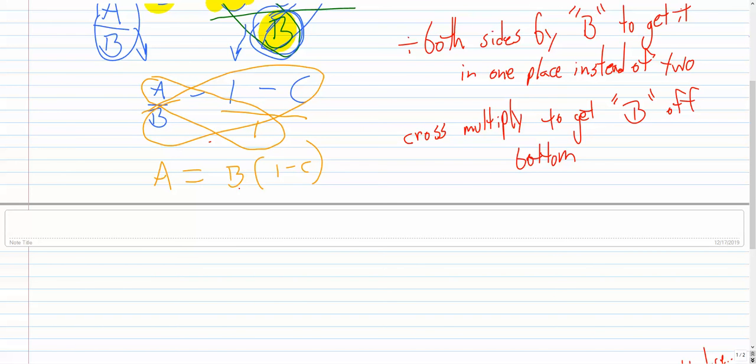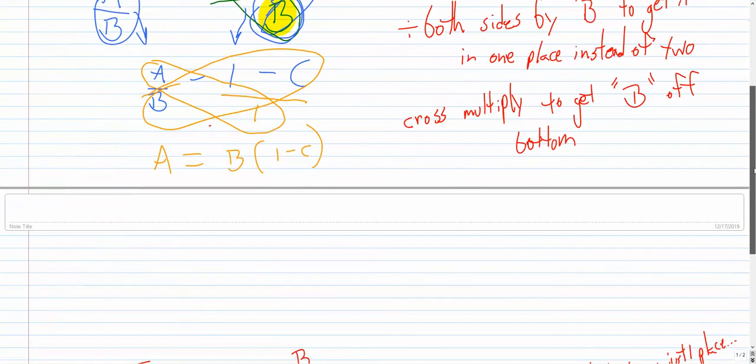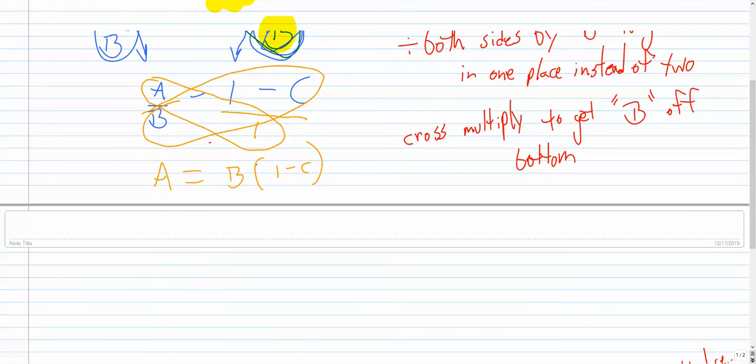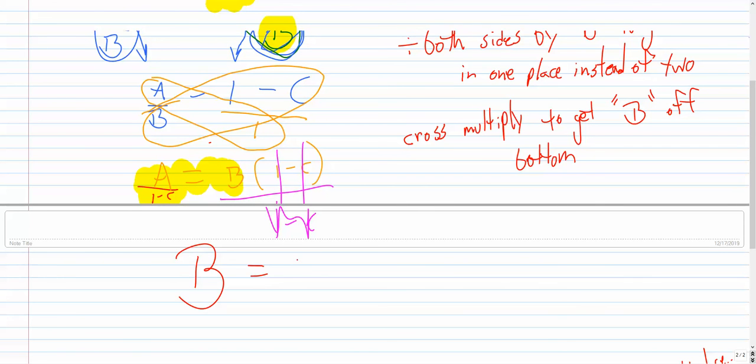So anyway, now I've got this. And what was my whole goal? My whole goal was to get the B by itself. Well, if B is by itself, how do I get rid of A multiplied by 1 minus C? You divide by 1 minus C, and that cancels it out. But whatever you do to one side, you got to do to both. So finally, I'm done. B equals A over 1 minus C. That is my answer. B equals A over 1 minus C.